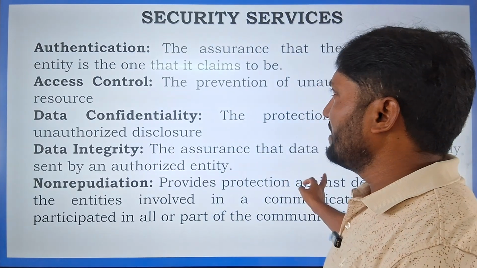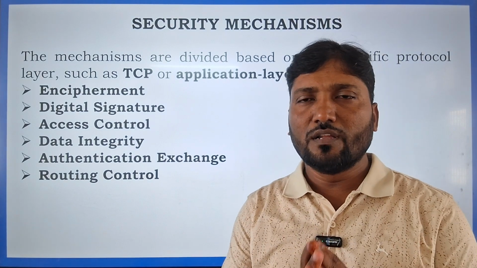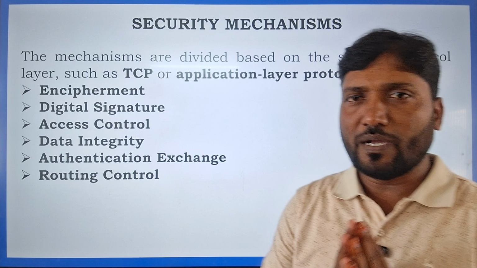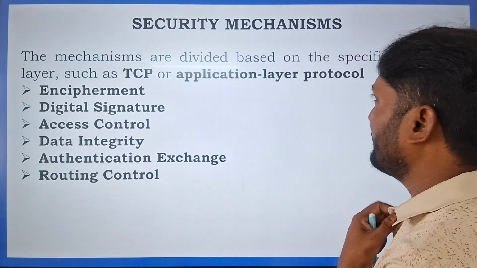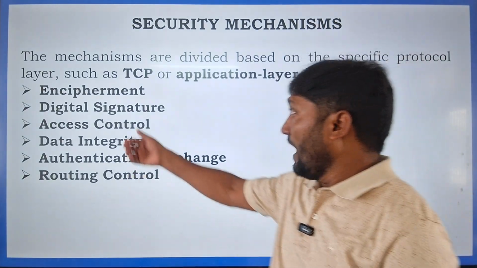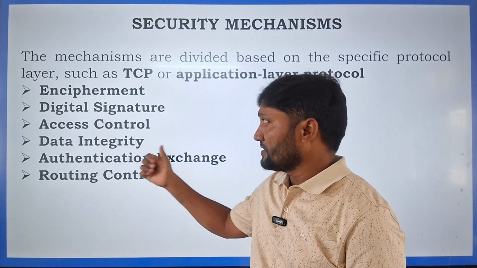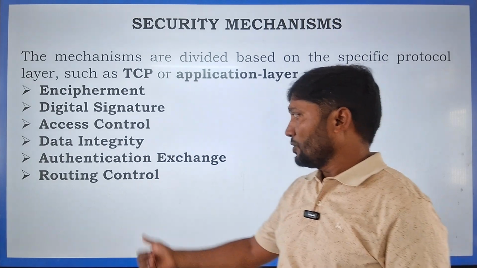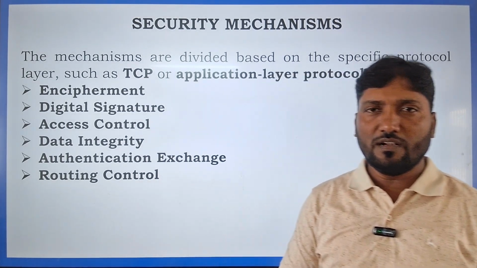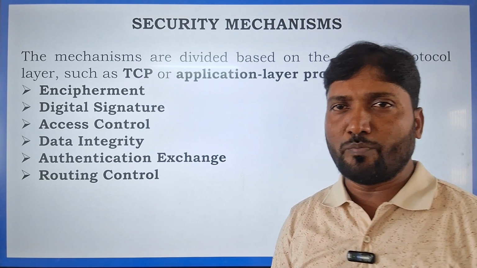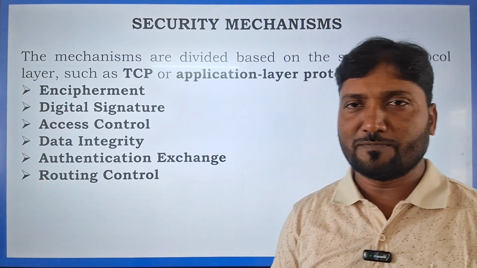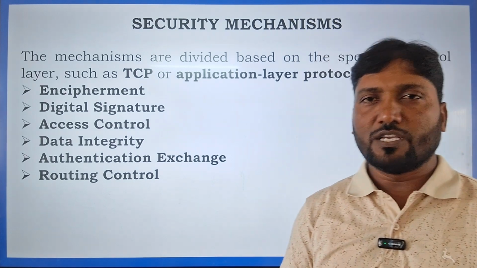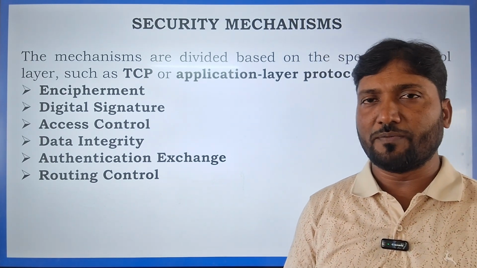And the last one is security mechanisms. As we know, to implement the security services, we require security mechanisms. Let us see what the various security mechanisms are: encipherment, digital signature, access control, data integrity, authentication exchange, routing protocols. These are the security mechanisms to implement the security services. This is the overview of the OSI security architecture in cryptography.